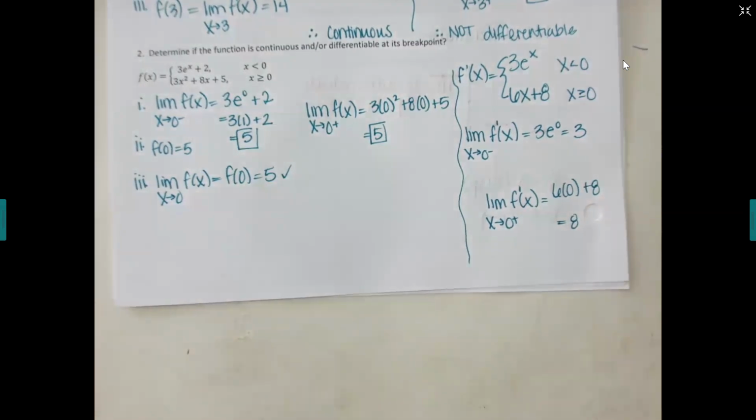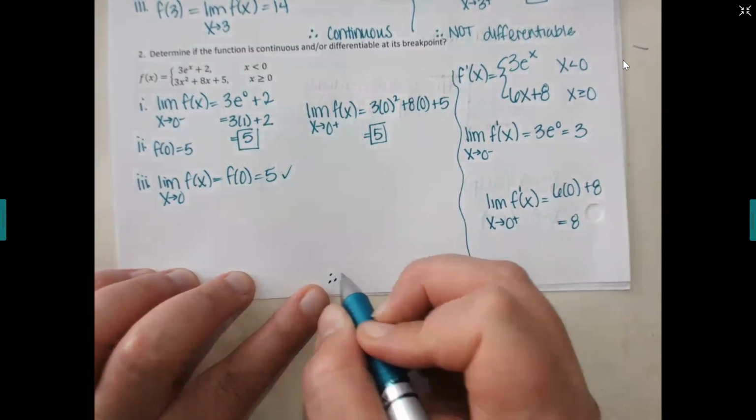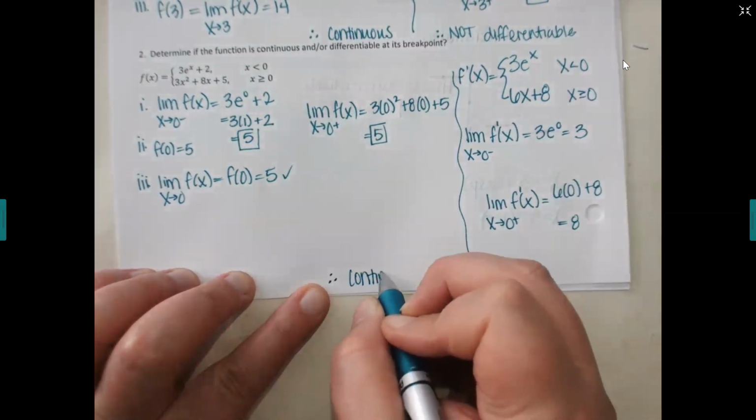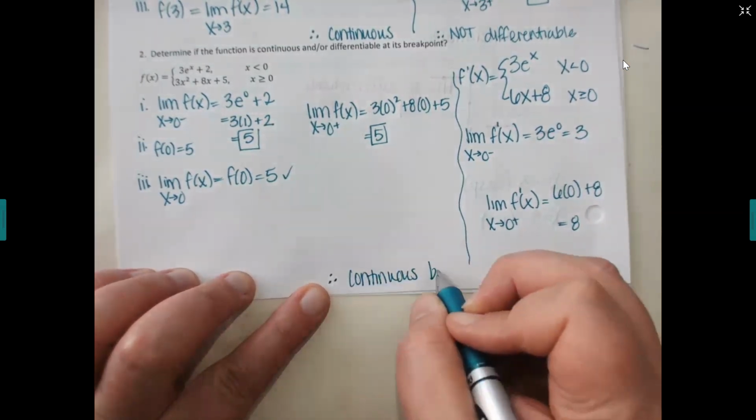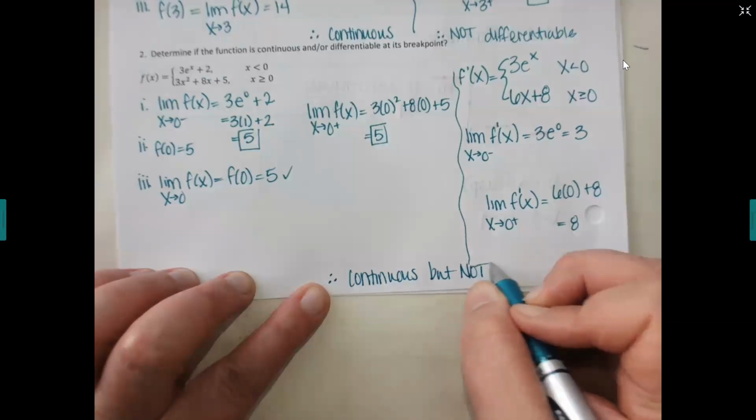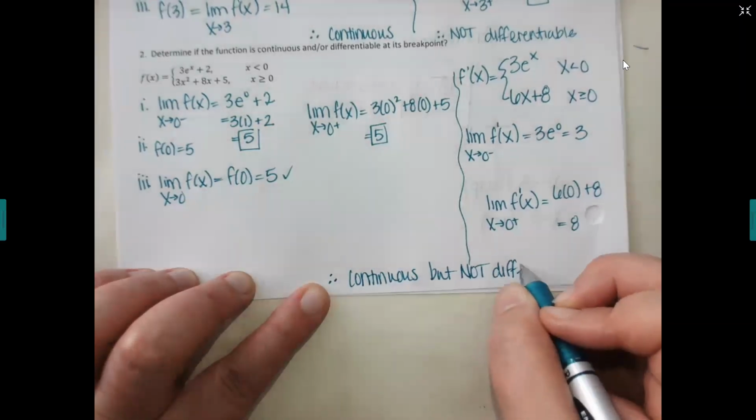So what would our conclusion be here? Is it continuous and differentiable, or continuous but not differentiable? A, continuous but not differentiable. Good. All right. Not differentiable.